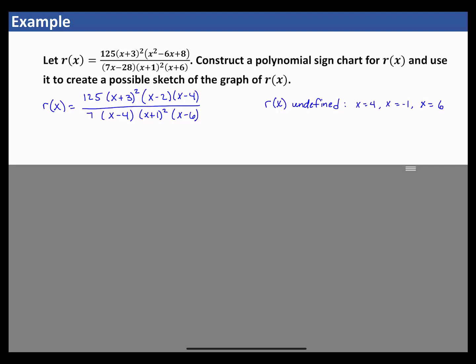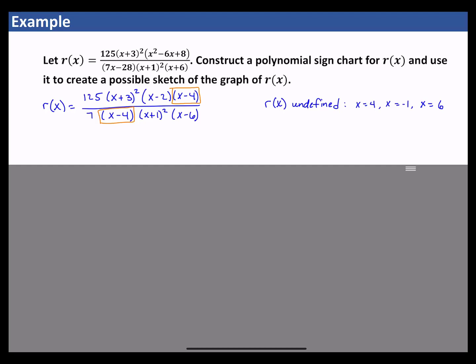And one important thing to notice about x equals 4 is that that's actually going to be the location of a hole. And so when we're making a sign chart, we want to know where the graph changes from positive to negative. So one thing we're going to do is determine the location of that hole to see if it's even in an area where the graph might be changing from positive to negative.